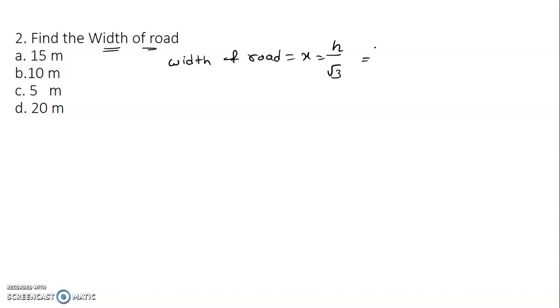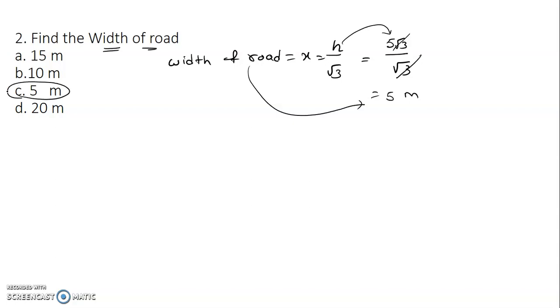H, in the previous question, we calculated. What is the H value? H value is 5 root 3. In the above question, we calculated H. It is 5 root 3, no? By root 3, H means 5 root 3 by root 3. Okay, now root 3 cancel, 5 meter. So width of the road is 5 meters. So option C is correct.